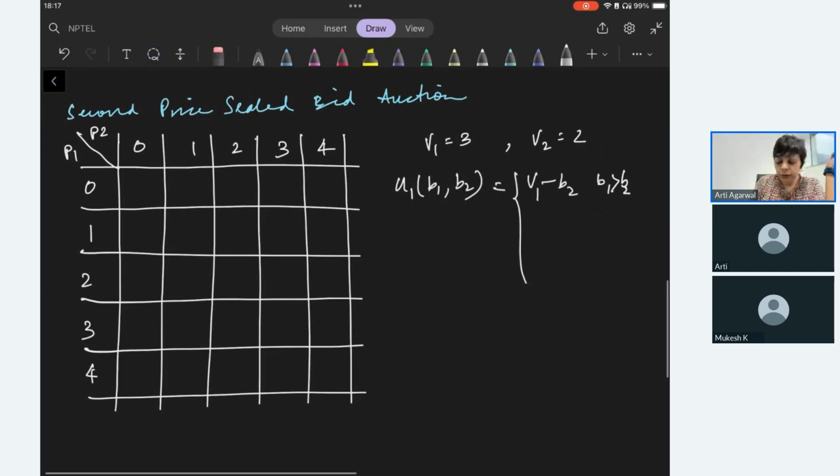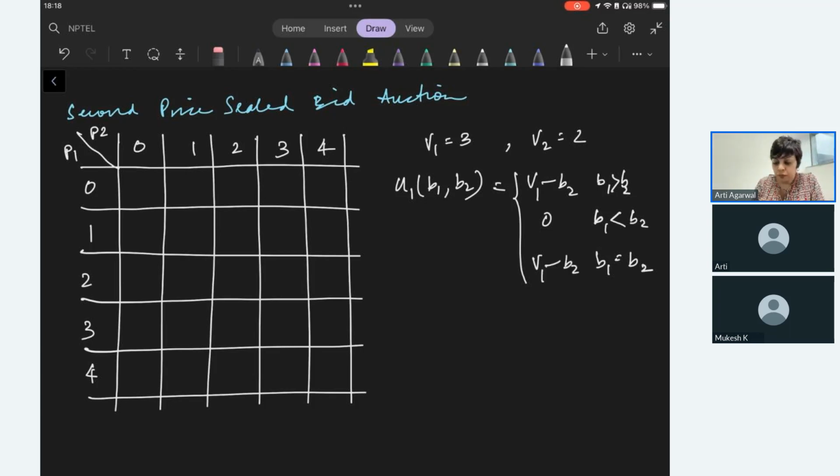And if B1 is strictly less than B2, then who wins? Player 2 wins. What does player 1 get? Nothing. He gets 0. Now, in our example, if B1 is equal to B2, we are saying that player 1 is going to win, right? Because that is how the problem has been set up. So player 1 wins because whatever he has bid is equal to the other guy's bid, and now he has to pay that bid amount. So he's going to get V1 minus B2.